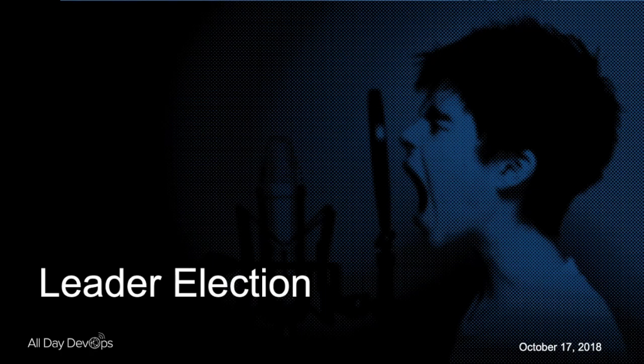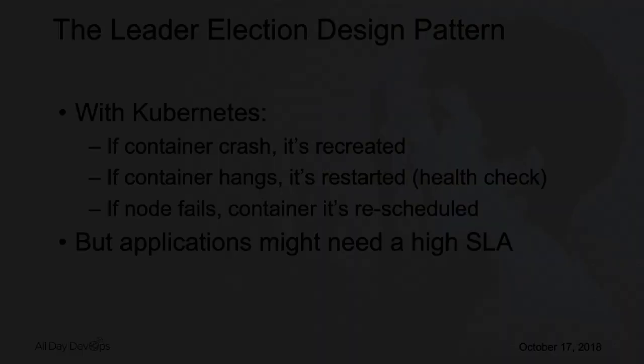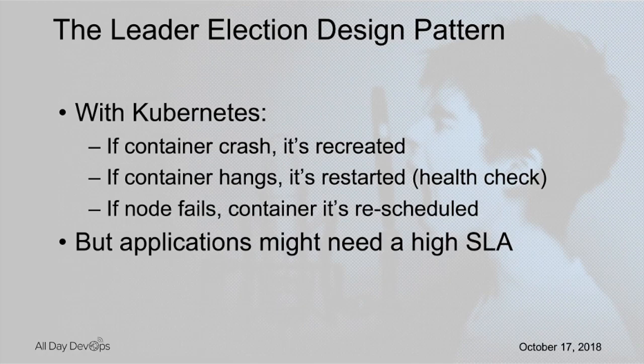Let's talk about the leader election pattern, which is basically as simple as it sounds in a distributed system. You have three masters, like in Kubernetes when you work with the control plane. For the etcd nodes, for example, you will have one master that is selected. If that master fails, the architecture will select another master. With Kubernetes, if a container crashes, it is recreated. If a container hangs, it is restarted. And if the node fails, the container is rescheduled.